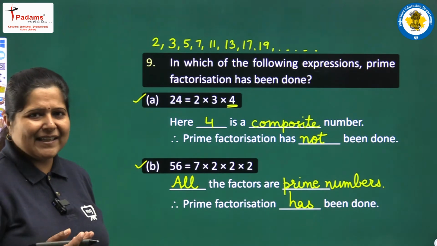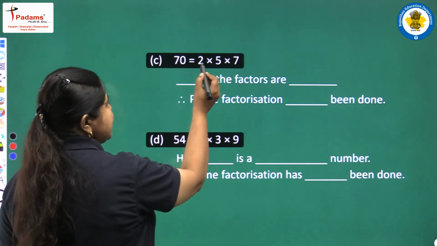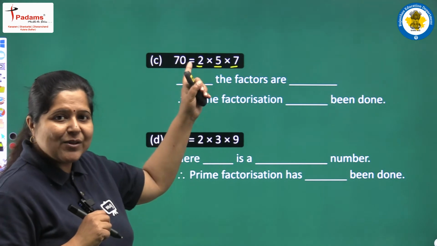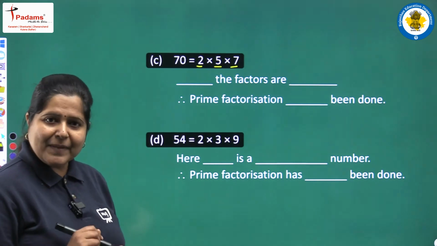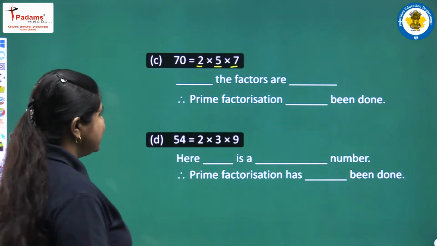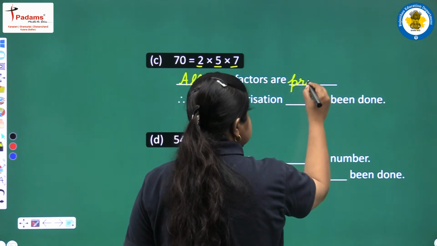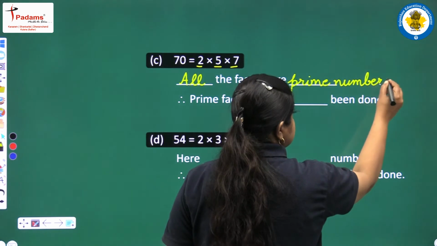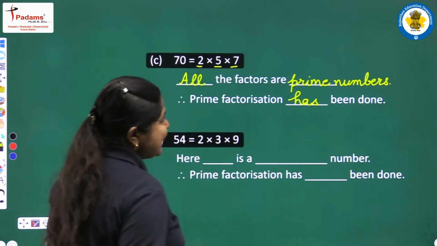Okay, it's very easy. Again we have a few more numbers. 70 is equal to 2 into 5 into 7. Again you can see 2 is also a prime number, 5 is also a prime number, and 7 is again a prime number. So here all the 3 are prime, and so again prime factorization has been done here. We will write all the factors are prime, simply prime we can write, or we can write prime numbers, and therefore prime factorization has been done here.